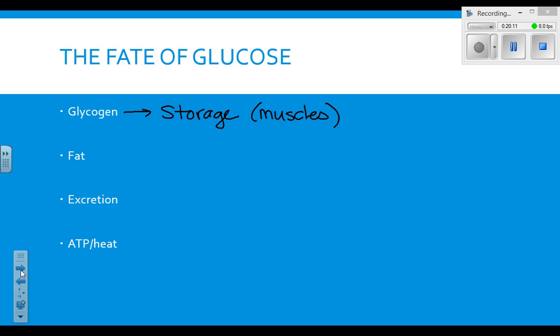Glycogen is what you have in your muscles, and glycogen is easily accessible. So glycogen is what your muscles have in reserve for the time when all of a sudden you start sprinting because a coyote is chasing you through the park by your house in Cimarron.